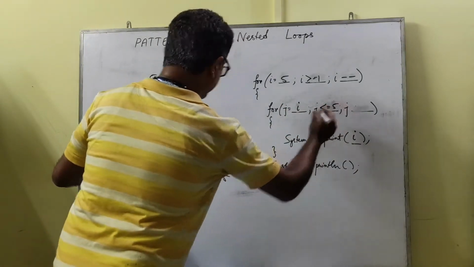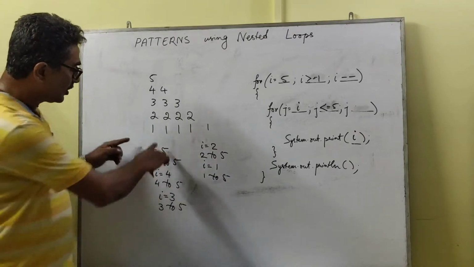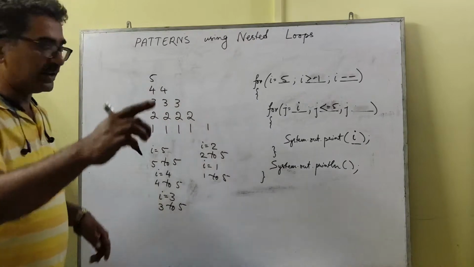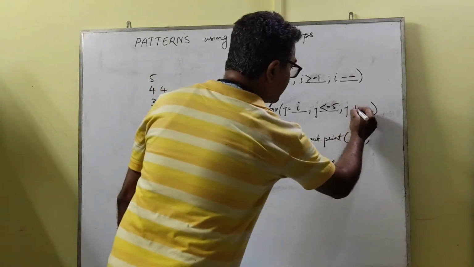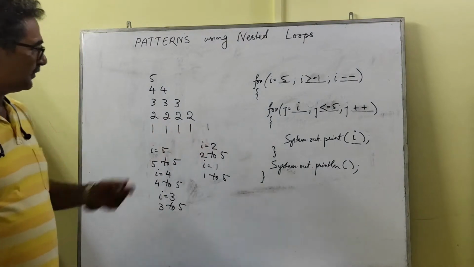Now determining whether plus plus or minus minus, look at the longest line, that is the last one, 1 to 5. So 1, 2, 3, 4, 5. So naturally this has to be increasing. See how simple it is.